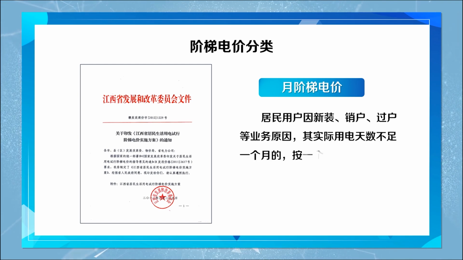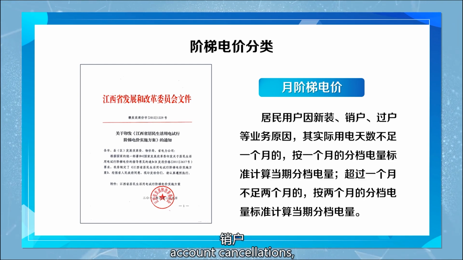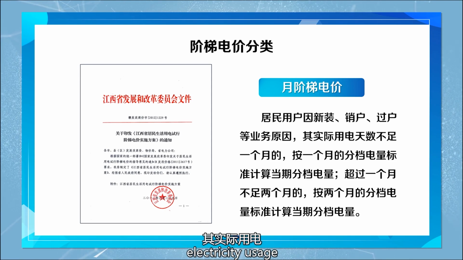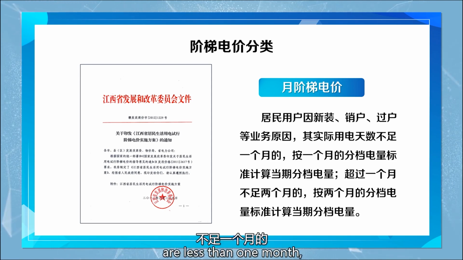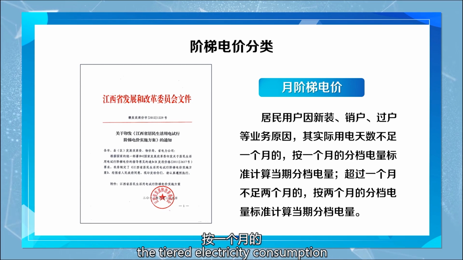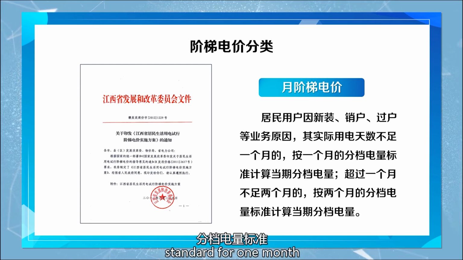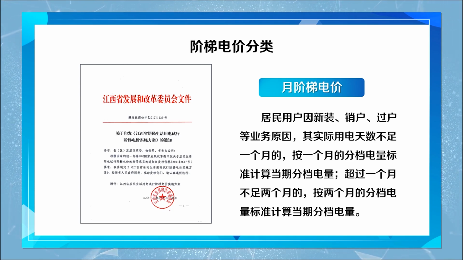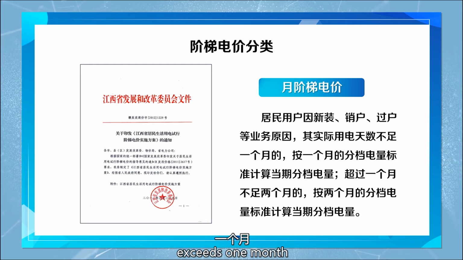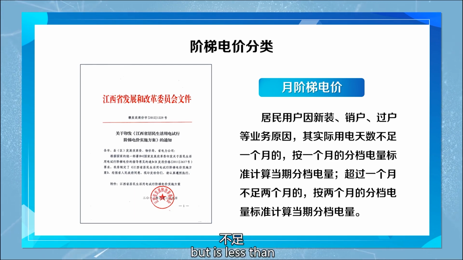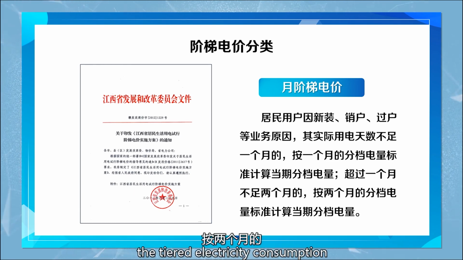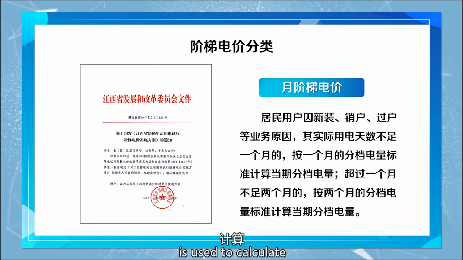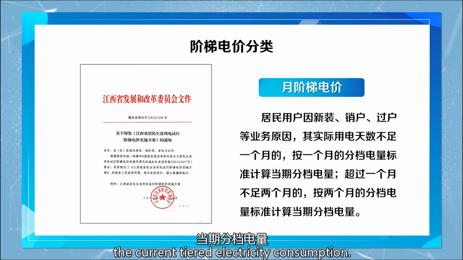For residential users who have new installations, account cancellations, transfers, etc., if the actual electricity usage days are less than 1 month, the tiered electricity consumption standard for 1 month is used to calculate the current tiered electricity consumption. If the electricity usage exceeds 1 month but is less than 2 months, the tiered electricity consumption standard for 2 months is used to calculate the current tiered electricity consumption.